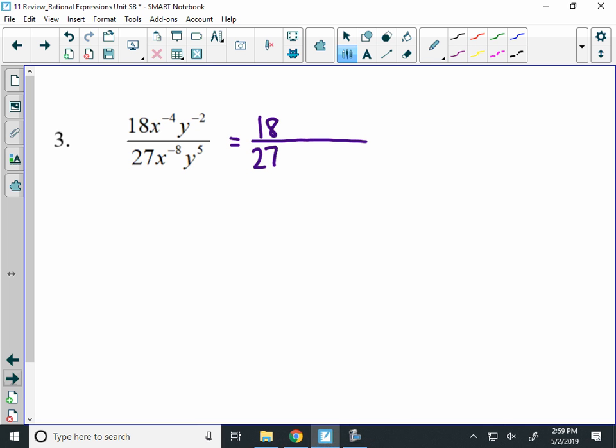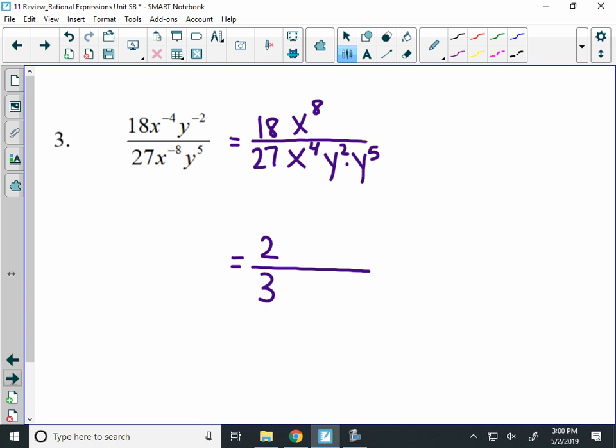X to the -4th is going to go to the bottom to be positive, and x to the -8 is going to move to the top to be positive. The y squared is going to move to the bottom to be positive, and y to the 5th stays in the denominator. Now I can simplify a little more. 18 over 27, 9 goes into both of those, so that would be 2 over 3.